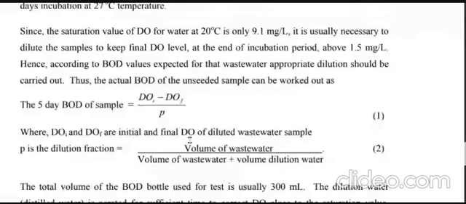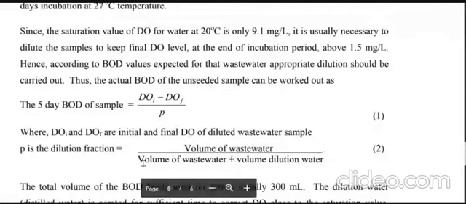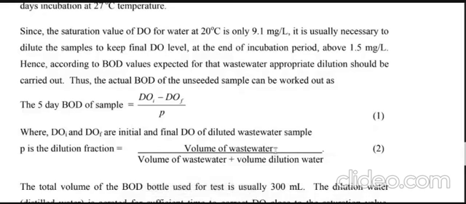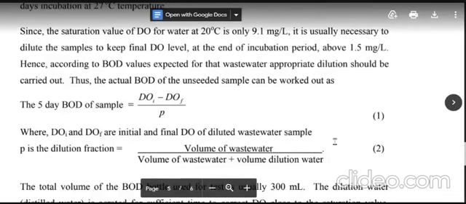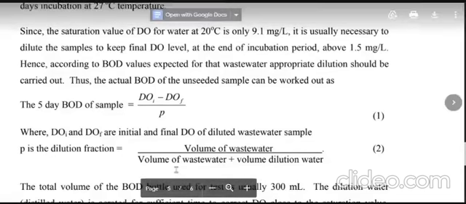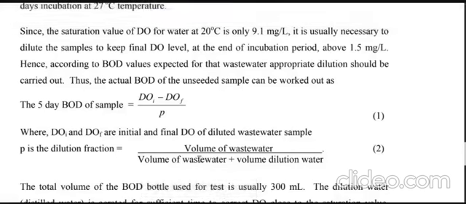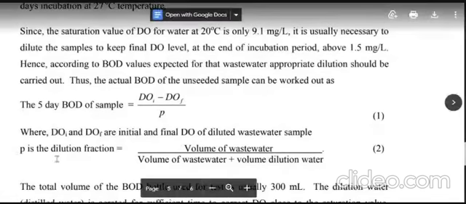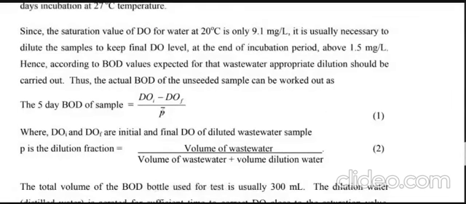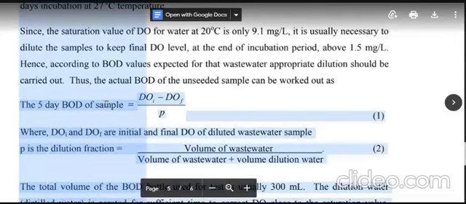Now, what is the dilution fraction? It is the volume of wastewater upon the volume of wastewater plus the volume of dilution water. Initially, we take say 10 ml of wastewater, and you dilute it with 100 ml. So it is 10 plus 100, which is 110. So what is the fraction? It is 10 divided by 110. That will be the dilution fraction, and that dilution fraction you have to take here to get the corrected BOD sample.